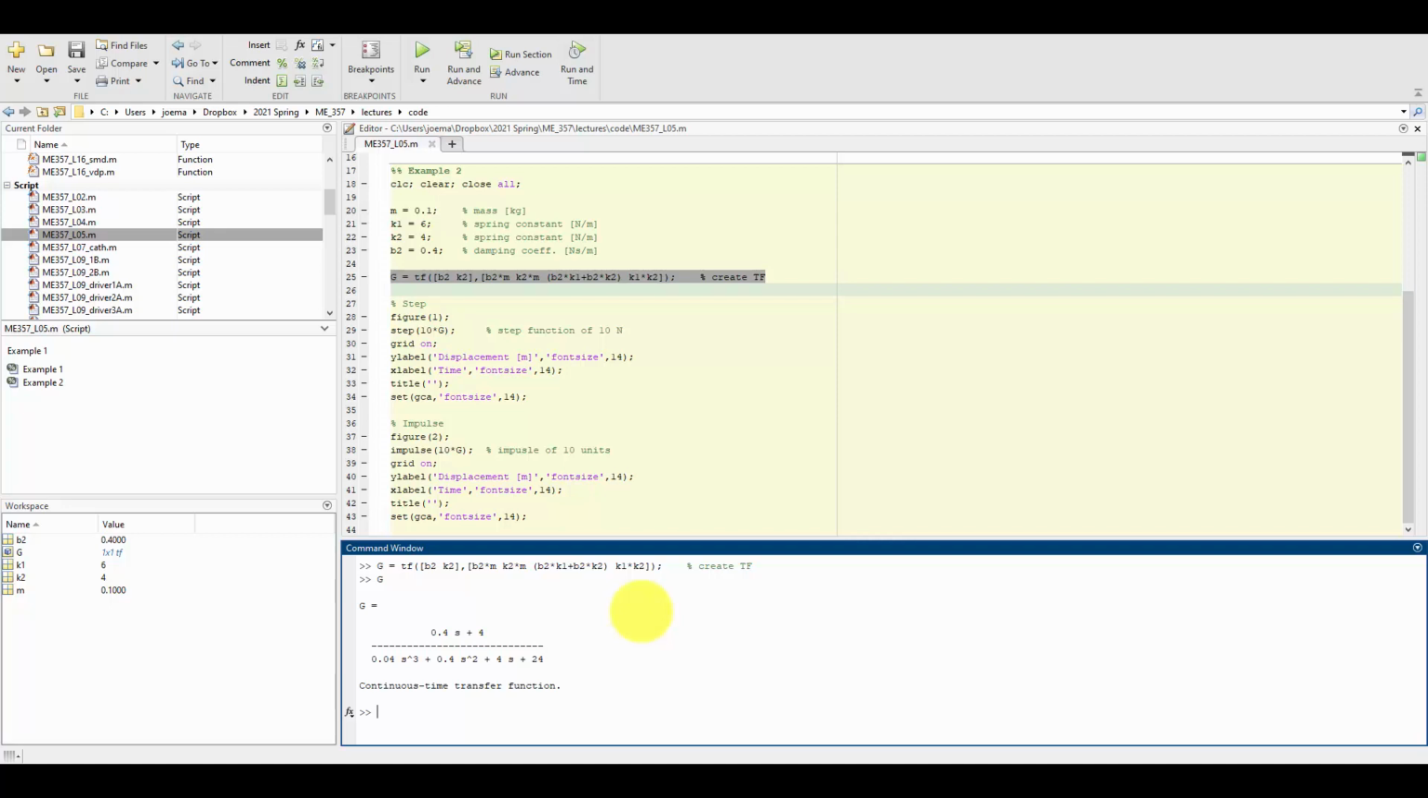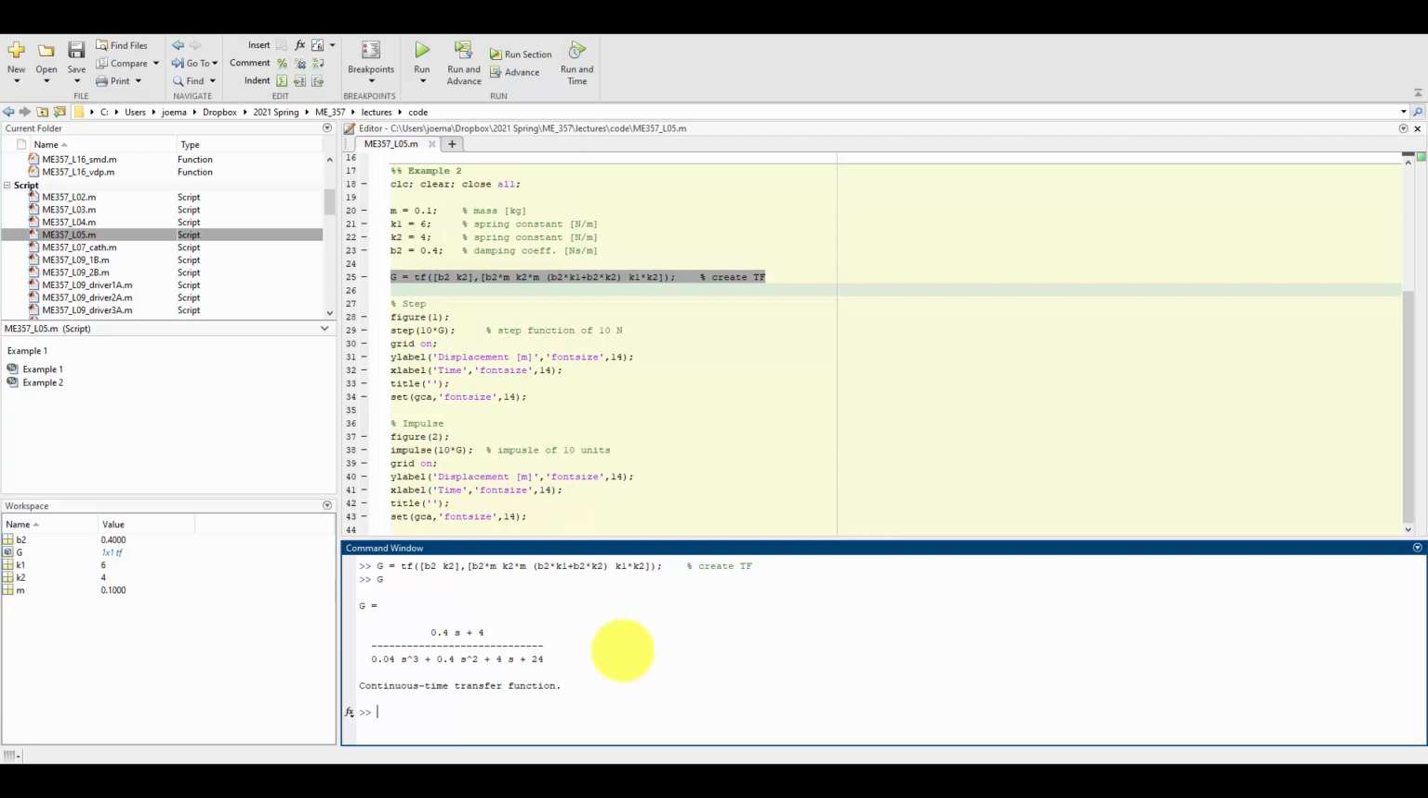Yes, we have an s on top and a constant, and an s cubed, s squared, s, and a constant on the bottom. So g has been input correctly into MATLAB. It's the right form that we were looking for. So those descending powers of s are crucial.